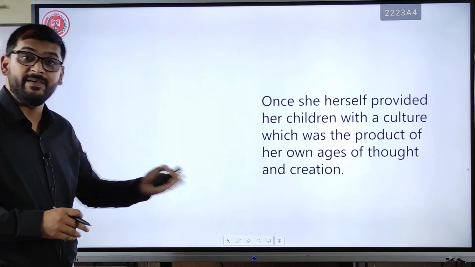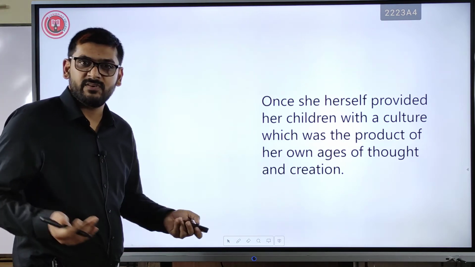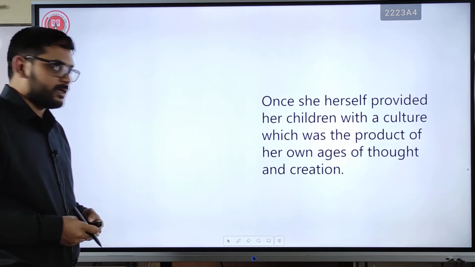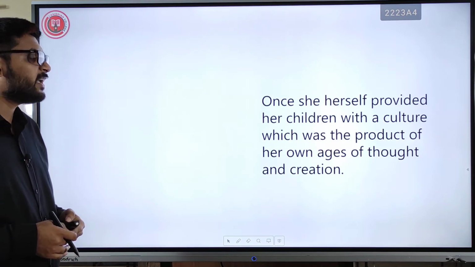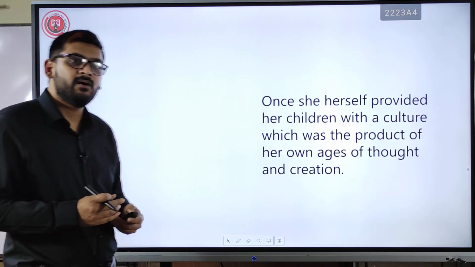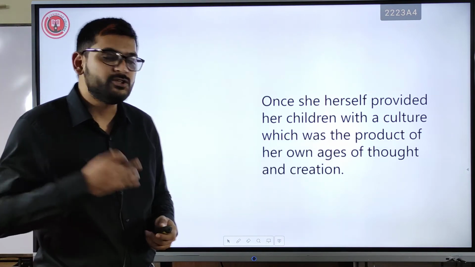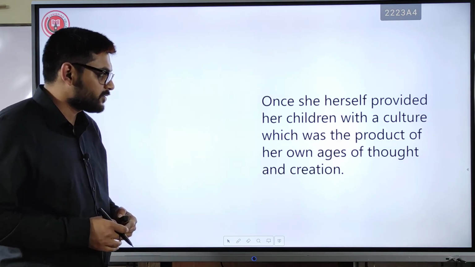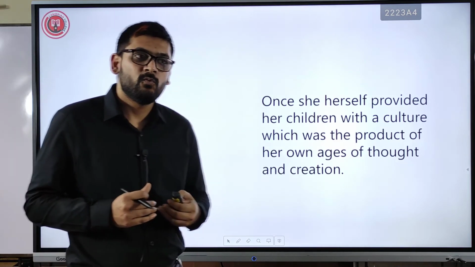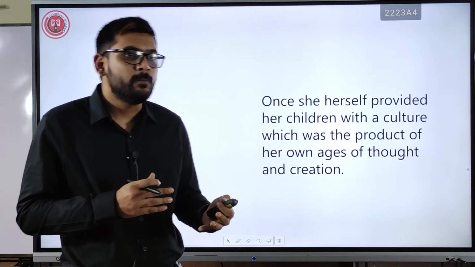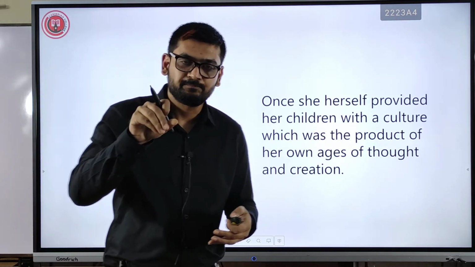Once she herself, she means India, herself provided her children, her citizens. We are the children of India, children with a culture. India's culture is a very diverse culture, as you know, the product of her own ages, and this culture isn't the product of one or two months or a year. This culture has been developed through ages and thoughts of creation. So this culture is the creation of many ages, and we should use the culture to make our own education system. Our education system should use elements from our culture.